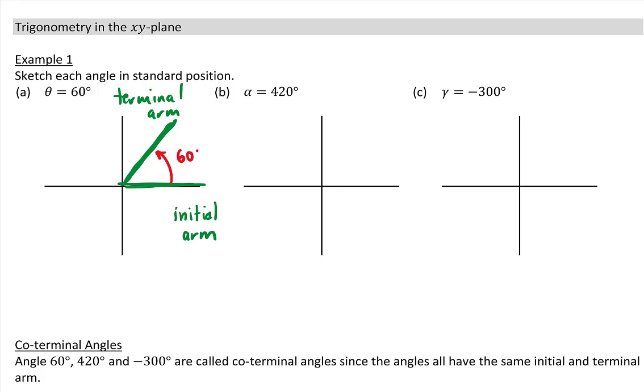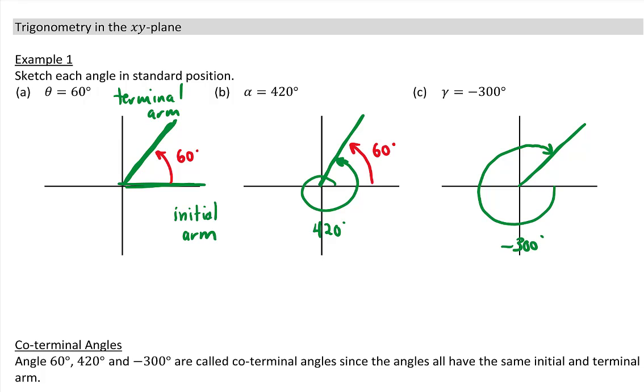So again, starting from the positive x-axis, we're going to go a full 360. Then we need 60 degrees more into quadrant 1. So there is 420 degrees. Notice we had to travel 60 degrees into quadrant number 1. And finally, negative 300. Negative 300 would go clockwise until we get back into quadrant 4. So there's negative 300 degrees.